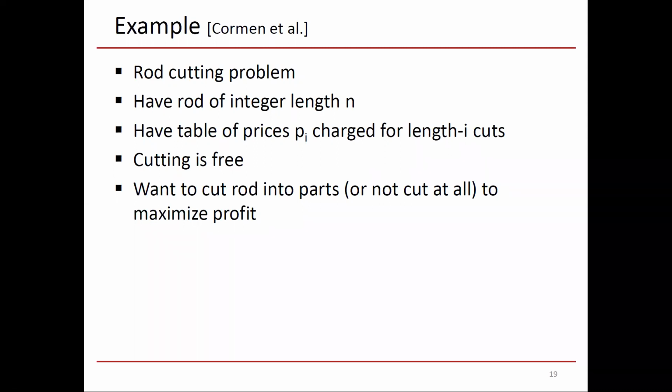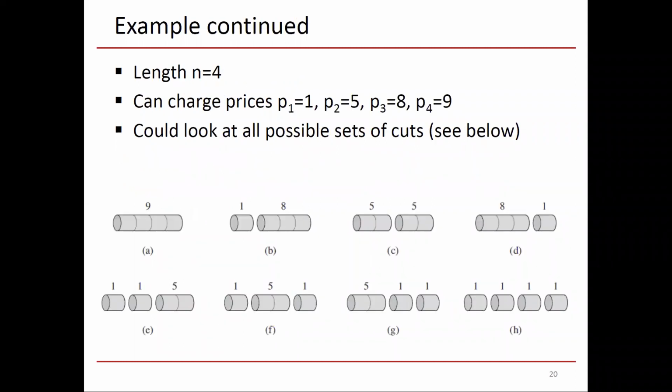To keep it simple, suppose the cutting is free. If it's not free, we would make a minor variation on what we're optimizing. We want to cut rods into parts, or maybe not cut it at all, to maximize our profit. So we're going to have a rod of length 4, and we can charge prices of, if we have a 1 foot rod, we get 1 unit of money. Let's call this dollars, okay? If we have a 2 foot rod, we get $5.